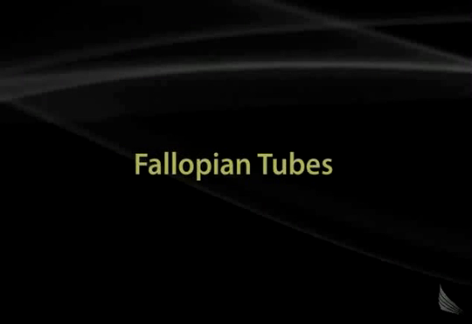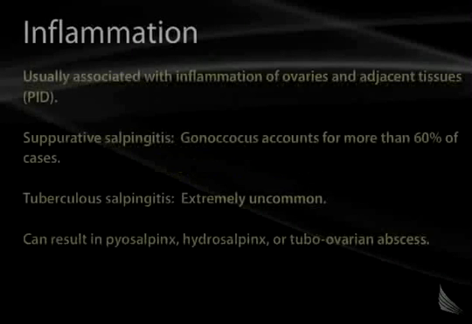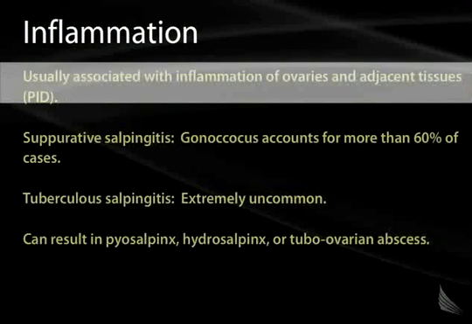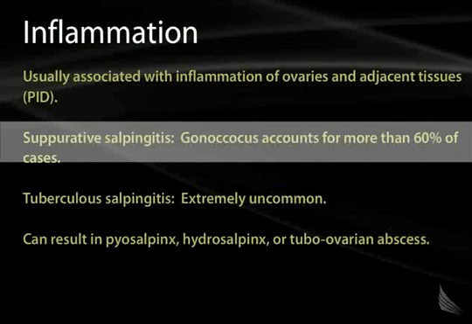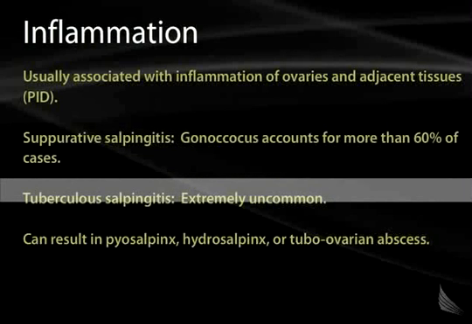Finally, in this section, we come to the topic of fallopian tubes. Inflammation affecting fallopian tubes usually comes about with inflammation of the ovaries and adjacent tissues. That is, it's due to pelvic inflammatory disease. With cases of suppurative salpingitis, your largest actor is going to be gonococcus, which will account for more than 60% of all cases. Tuberculous salpingitis is very uncommon.